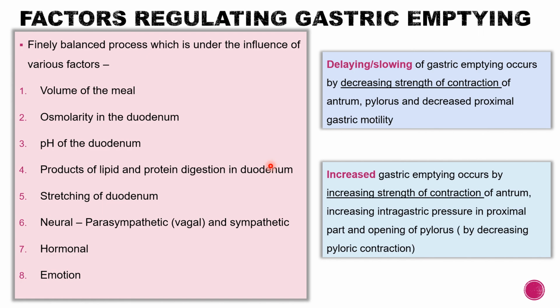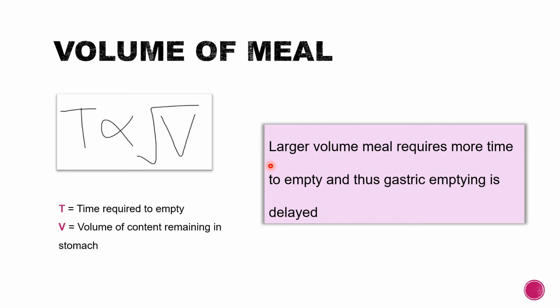So first, let's talk about the volume of the meal. If the volume of the meal is more, then the stomach will take more time to empty. So a larger volume requires more time to empty, and thus gastric emptying is delayed. T is directly proportional to root over V.